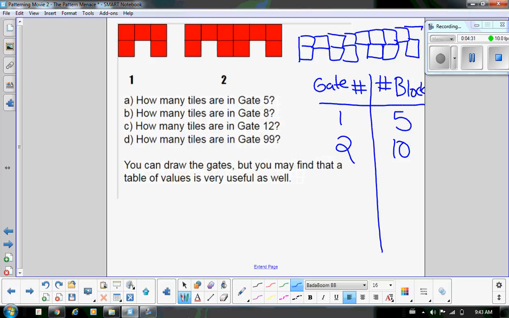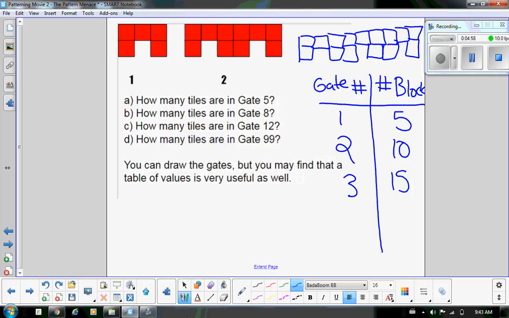All right, and we count by ugly squares. 1, 2, 3, 4, 5, 6, 7, 8, 9, 10, 11, 12, 13, 14, 15. So gate number 3, there's 15. Interesting. But do I want to keep drawing until gate number 5? No, and no one else wants me to sing that song until gate number 5 because that would take a long time. What can we do next?